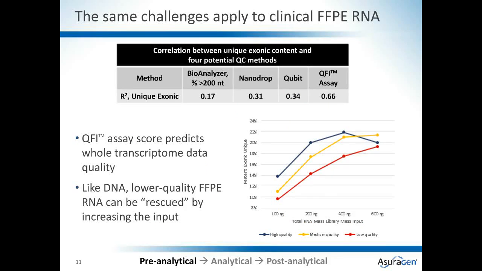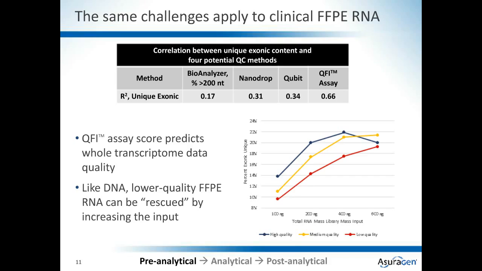Challenges for DNA in terms of quality also pertain to RNA. And the summary here shows with FFPE RNA that across 4 different measures of quality or quantification, the greater than 200 nucleotide fraction on the Bioanalyzer compared to NanoDrop, Qubit, and the QFI assay, the QFI assay by far is the best correlation with the unique exonic content that maps.